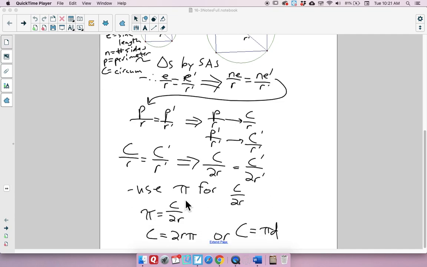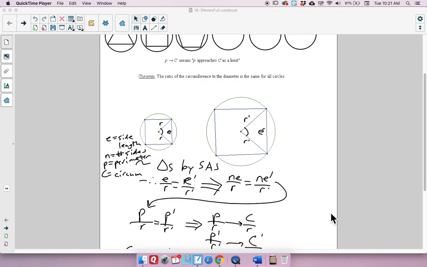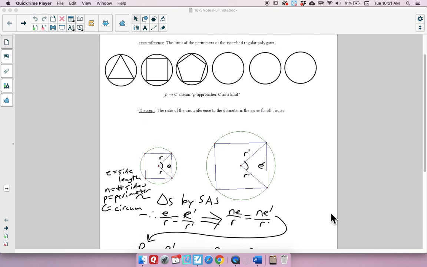And we just use pi to represent C over 2R. So pi is equal to C over 2R. Well, isn't 2R the same as diameter? Sure is. So if I cross multiply here, I get C is equal to 2R pi, or 2 pi r, however you want to say it. And at the same time, circumference is equal to pi times diameter. All right, so there you have it. We have proved that the ratio of the circumference to the diameter is the same for all circles.